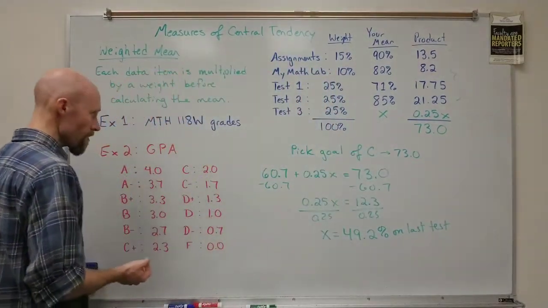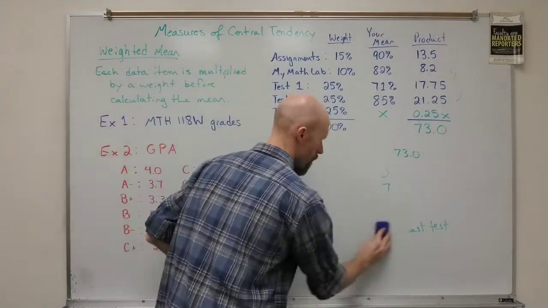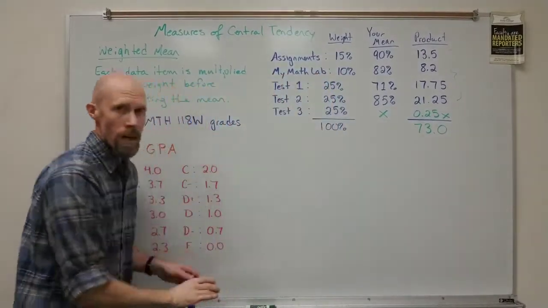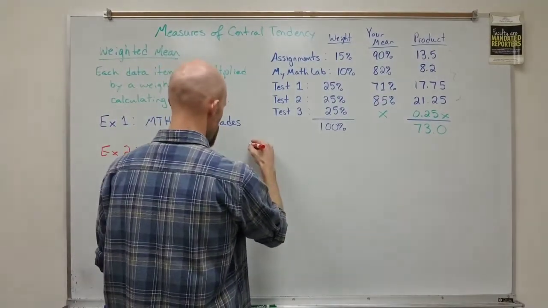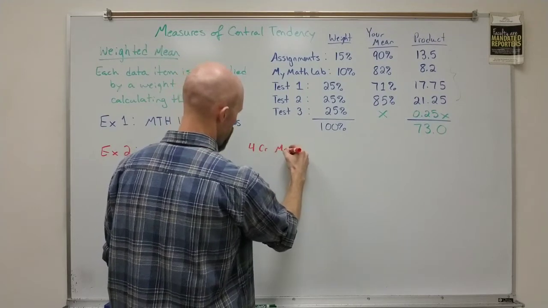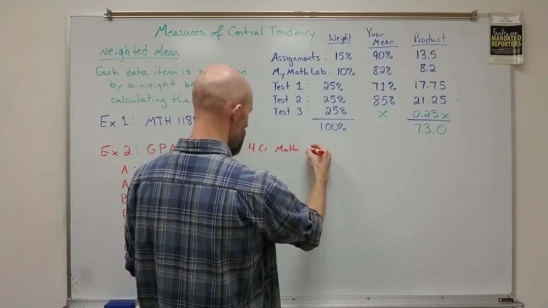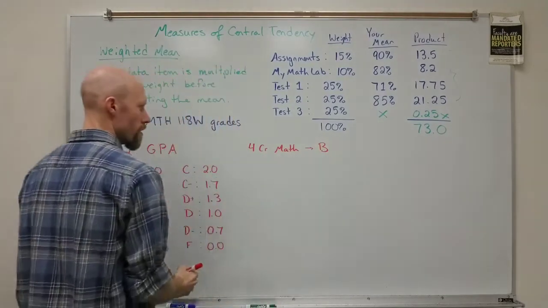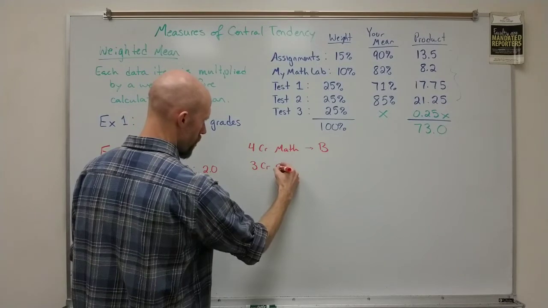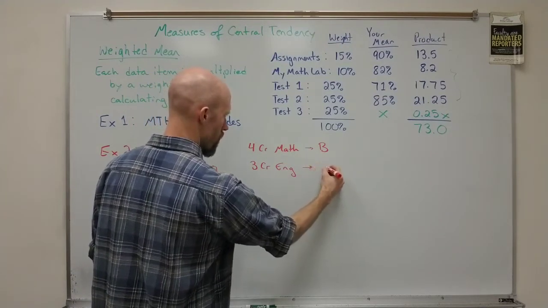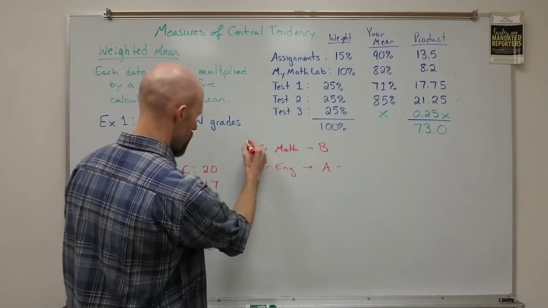And so if you were, let's take an example here. I'm going to get rid of this just to work there. And so let's say you had maybe 4 classes. You had a 4 credit hour math class, and you earned, let's say, a B there. Let's say you had a 3 credit hour English class and you earned, let's say, an A minus in there, and that's 7 credits.